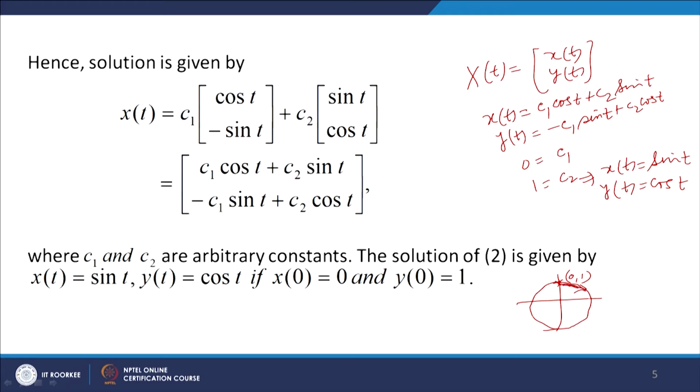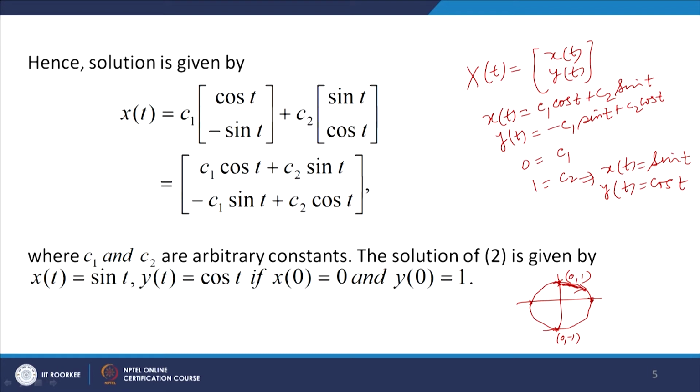Okay, we move in this direction, and when t becomes pi by 2, we get x(t) equal to 1 and cos t equal to 0. So we reach here, and then when t increases from pi by 2 to pi, the value of sin t starts decreasing from 1 to 0, while y goes from 0 to minus 1. So this is the point (0, -1), and then again we can move and come here.